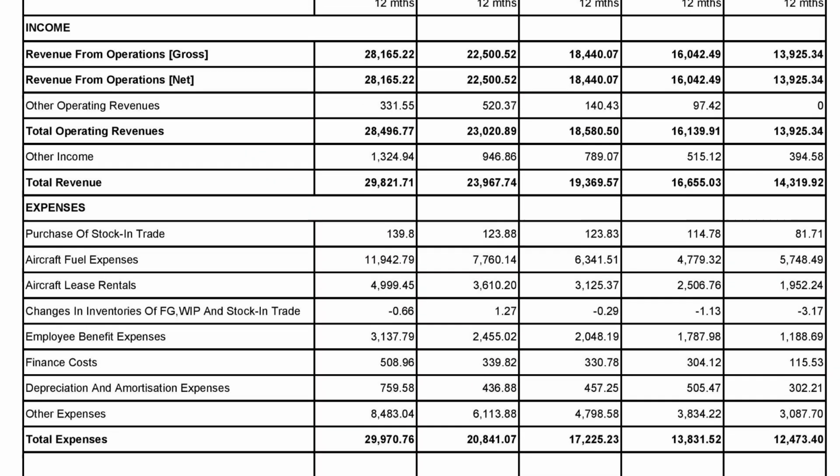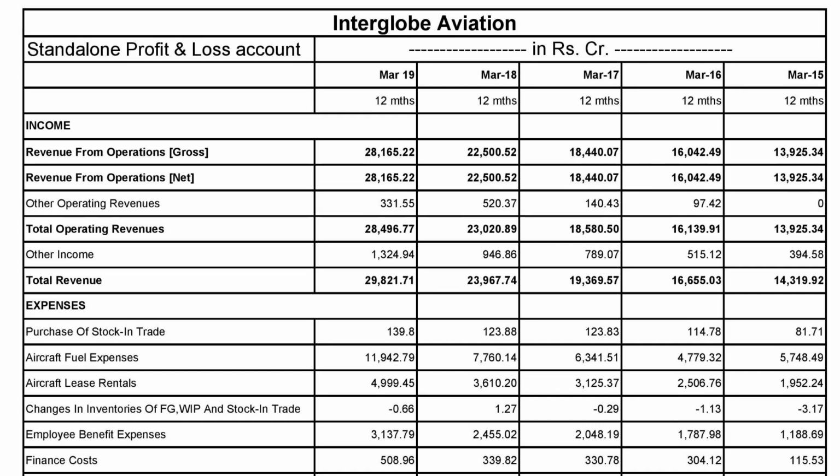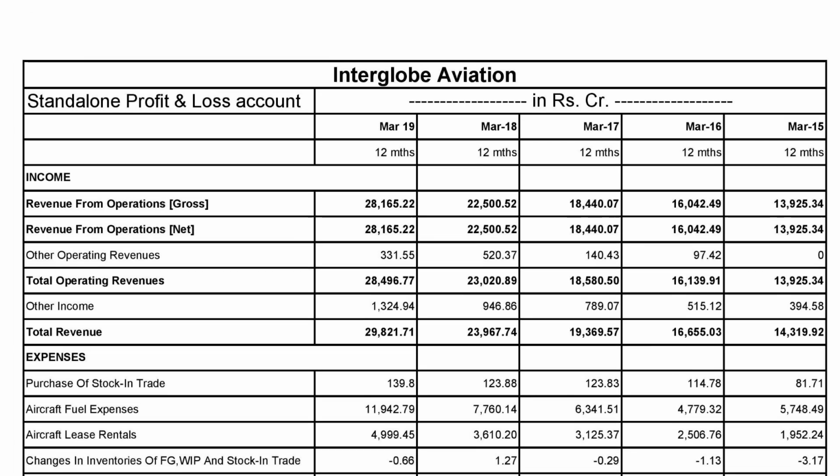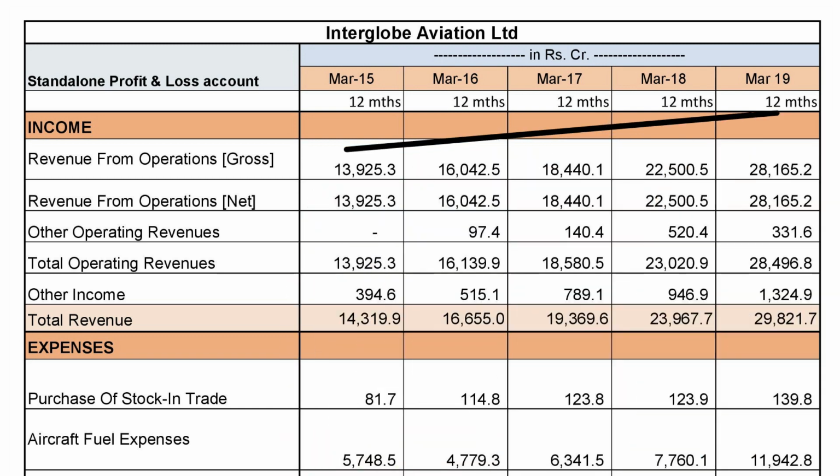Okay, this is the raw income statement which you get directly from Money Control. For presentation purposes, we have made a few format changes and also shown these years in ascending order. This arrangement in ascending order will make your analysis easy.